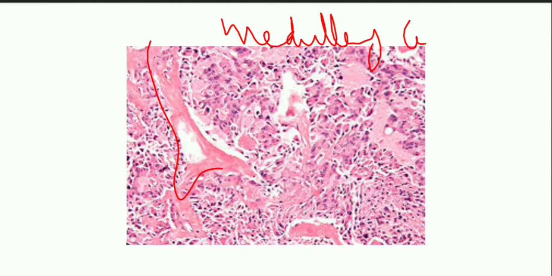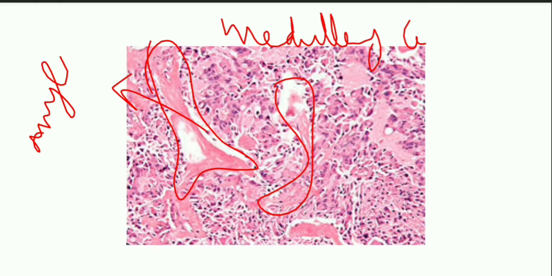There's the pinkish material. You have to look for this pinkish material. And what is this pinkish material? It is the amyloid. Okay, so you have to look for this amyloid, and you should remember that it is the only thyroid cancer which is associated with amyloid deposition.